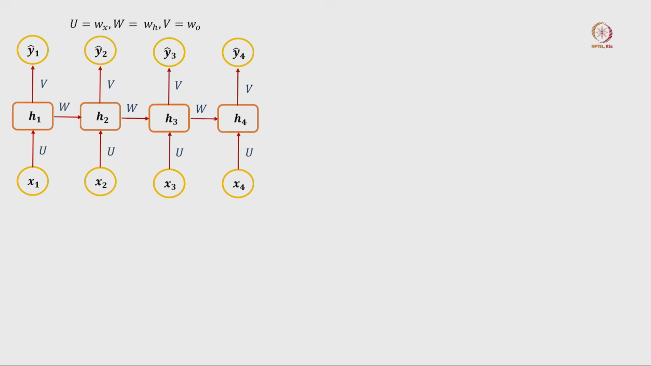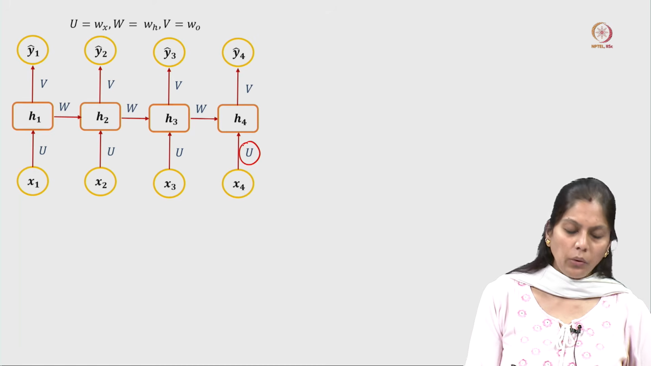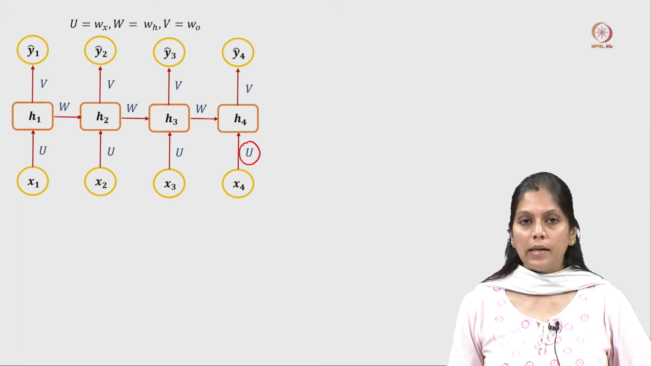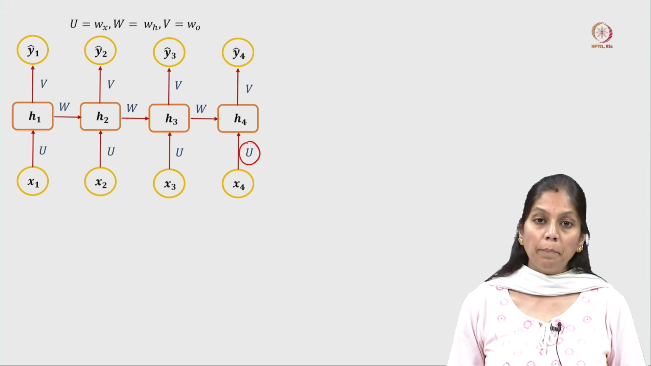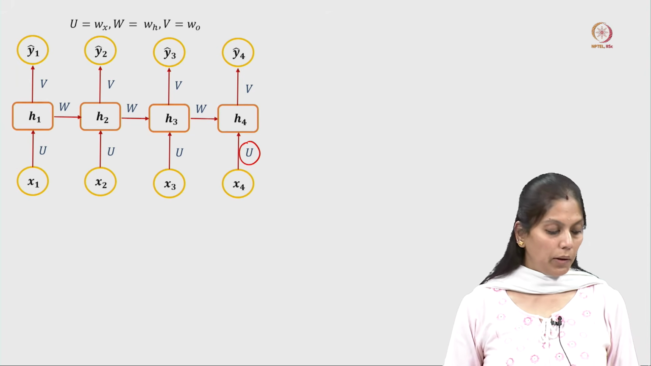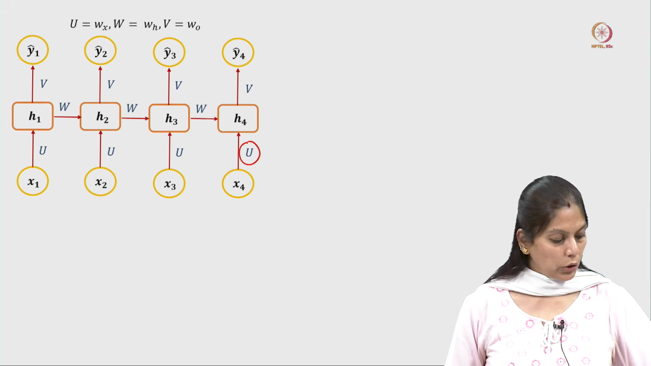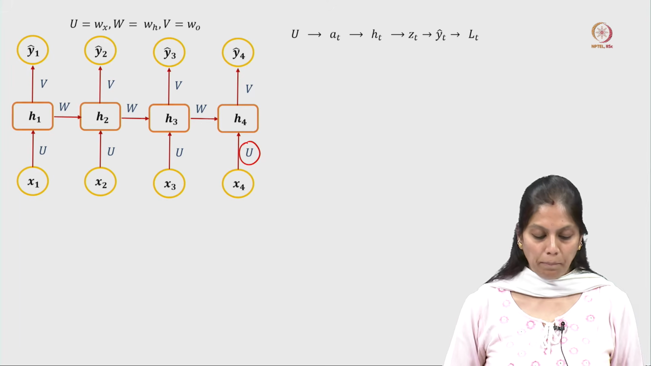Now, we have come to the last weight update, which is U. Now, we need to update U. This is a very simple, easy way. How can you reach U? What is the path that you will take to get to U? Is it not this is the path?